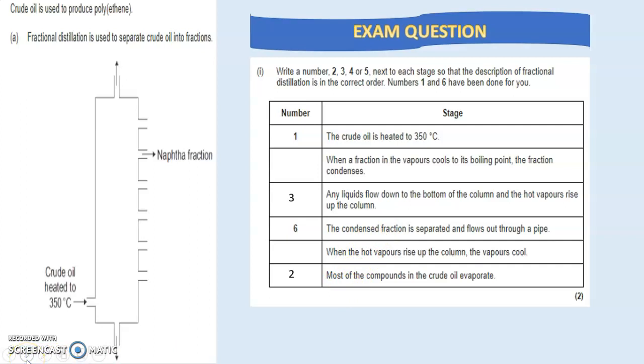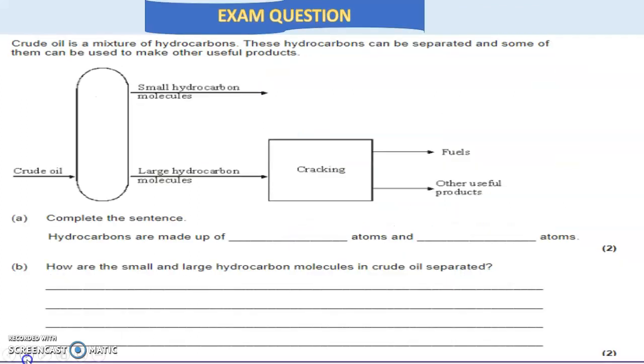If you've paused the video and you've just arrived back to check the working out, let's see. You would have heated crude oil, then most of the compounds in crude oil evaporate. The liquids come down to the bottom, and the hot vapors rise up. When the hot vapors rise up the column, they cool, and depending on their boiling point, they condense at different parts of the fractionating column. This question is for 2 marks, so you just have to know the order in which the process occurs.